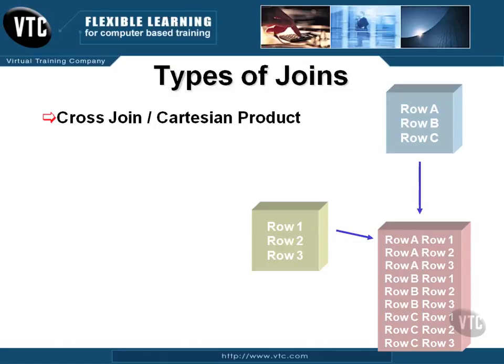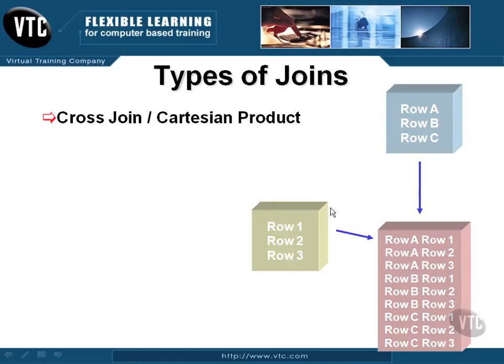Mathematically, a cross join is also a Cartesian product. What that means is that you take all the information from both sets of information, two tables, two data sources, and you join everything to everything else. So as you can see here, in this data source we've got row A, row B, and row C. In this other data source we've got row 1, 2, and 3.